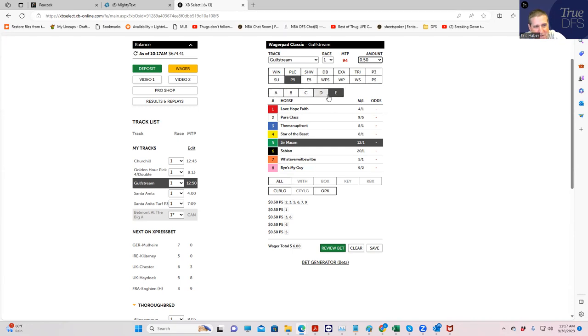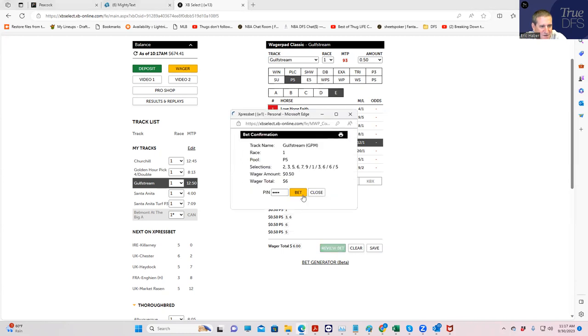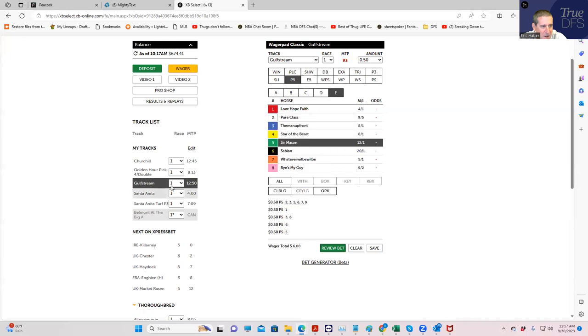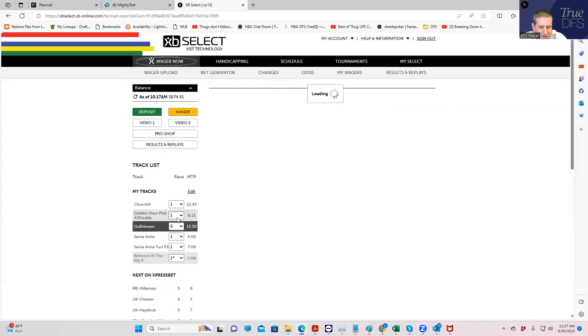Now, obviously, if you bet the pick five and you lose either race one or two, you probably want to press in races three, four, and five. Maybe do a double, three, six with six, six with five, depending on how much action you want. As a matter of fact, just for fun, let's go back to race number six.